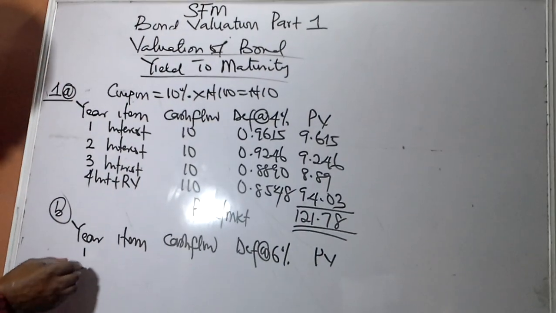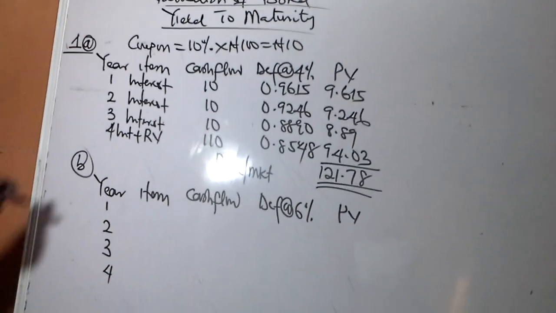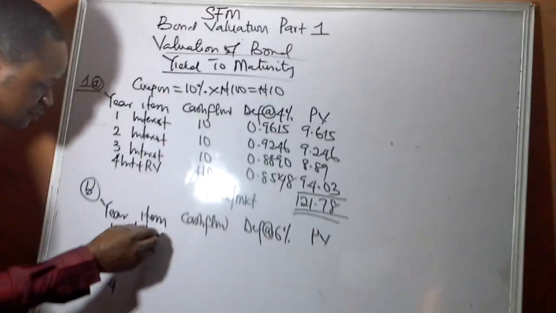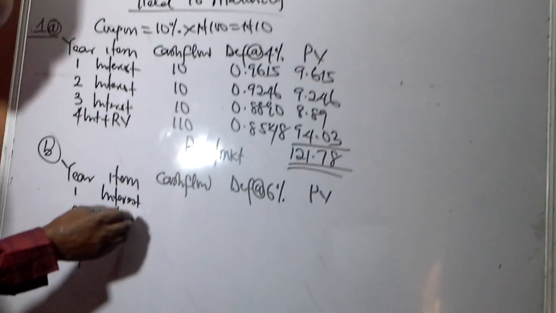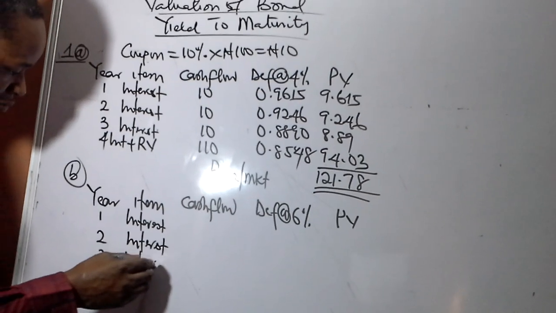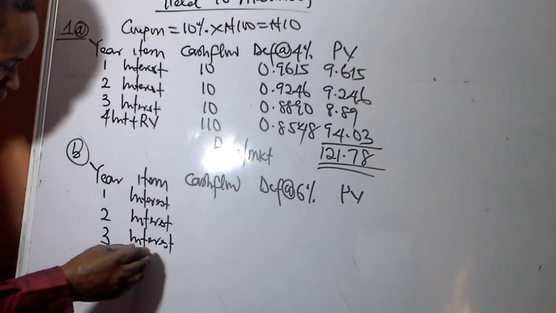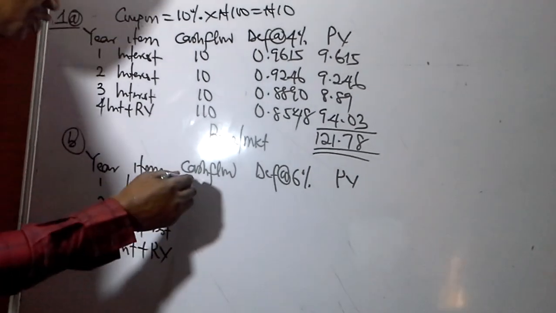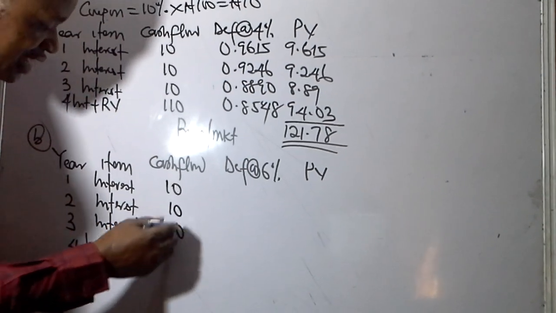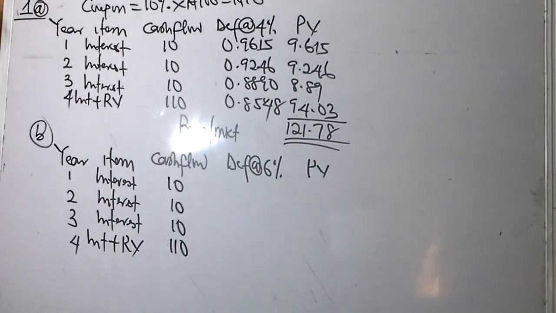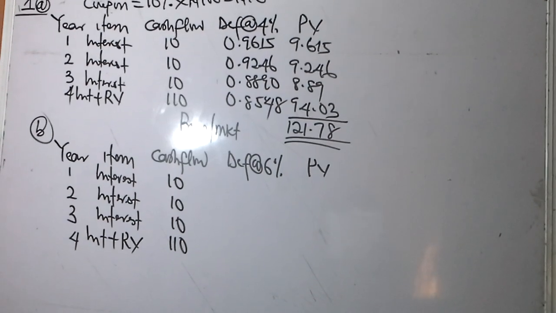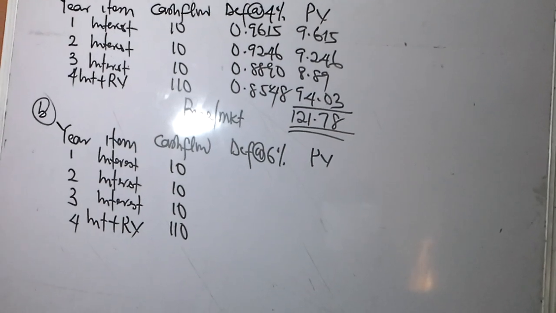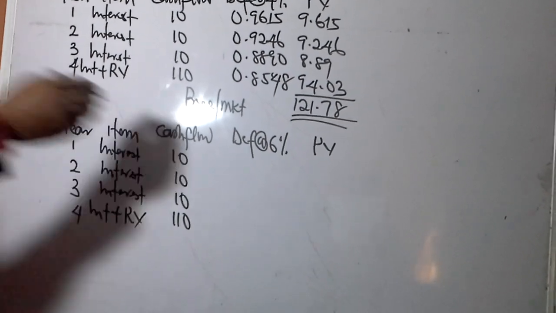Year 1, 2, 3, 4. The coupon is the same thing. The coupon has not changed. You have your interest in year 1, your interest in year 2, and in year 4, your interest plus your redemption value. Nothing has changed here except the yield. You have 10 naira, 10 naira, 10 naira, 110. So what is the discount factor of the yield when it is 6%? For year 1, 6% is 0.9434.